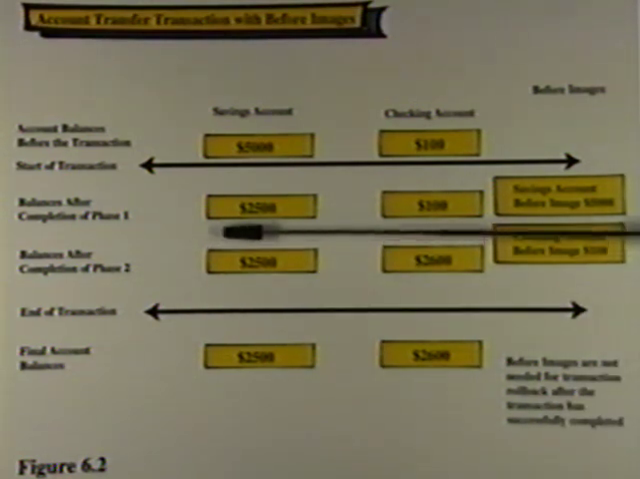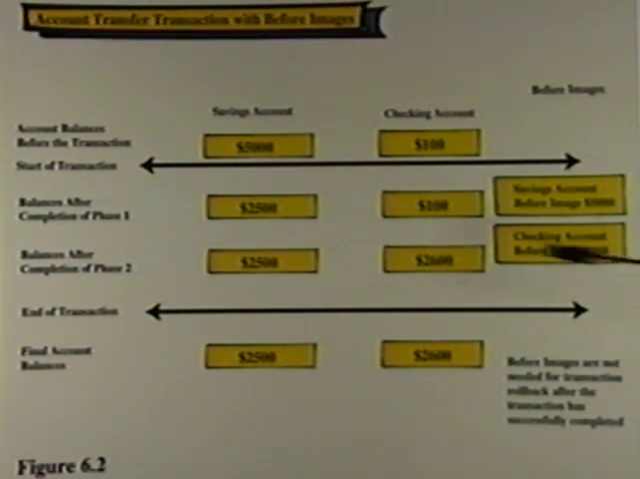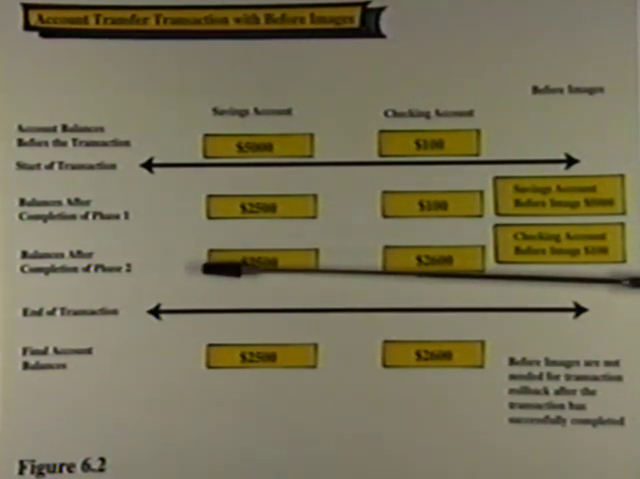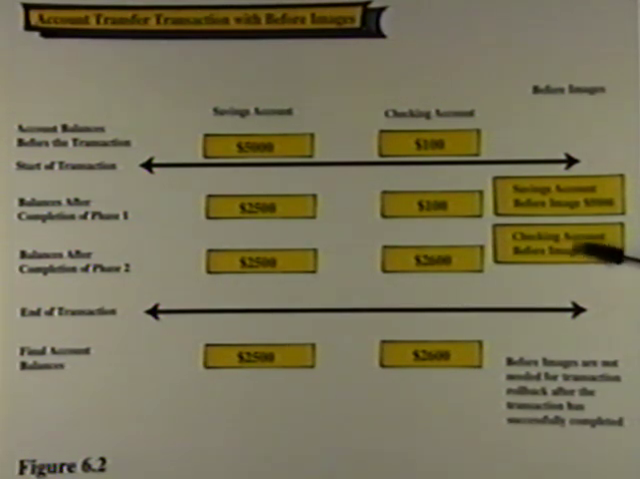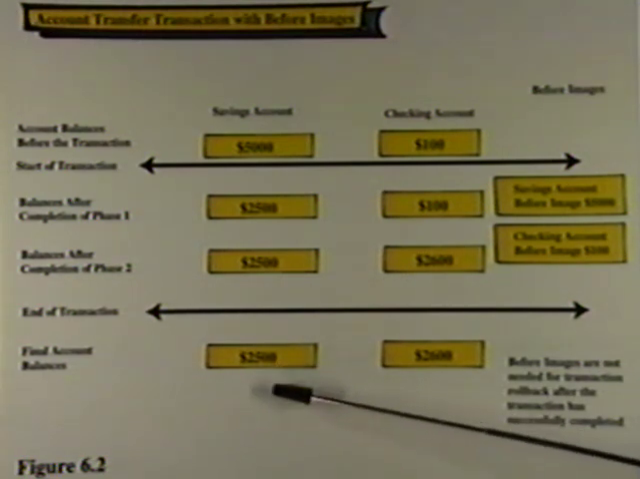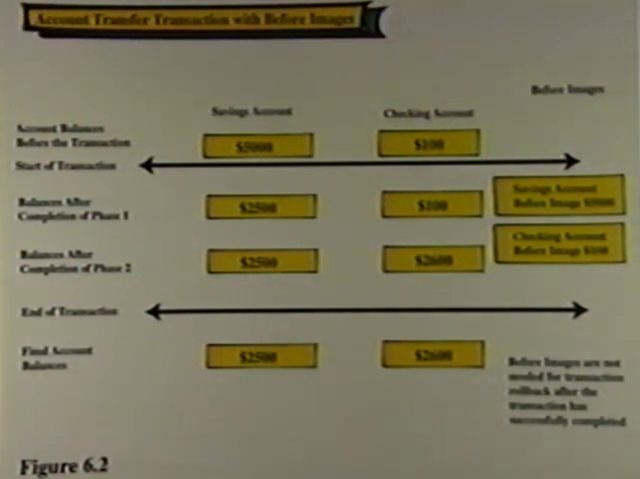Now in the second phase, before we start the second phase, we take a before image of the checking account. The before image of the checking account had $100 in it. So if phase 2 does not complete correctly, then we can use the before image of the checking account to roll back the transaction and once again obtain a consistent state in our database. So finally, after the completion of both phases, if they complete correctly, we have the correct amount of money transferred from the savings account to the checking account.